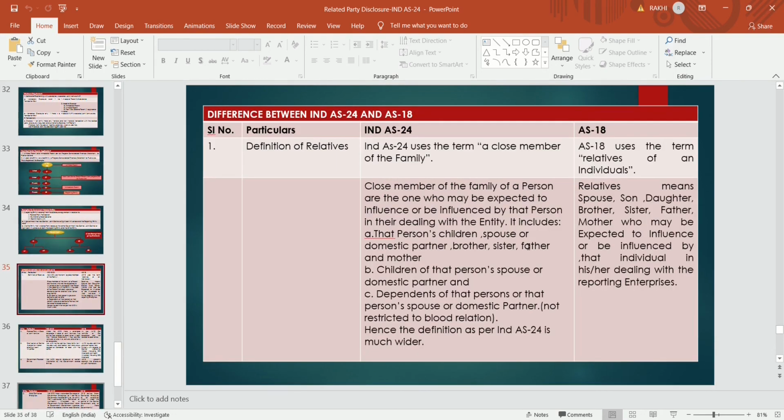Now comes the difference between Ind AS 24 and AS 18. There is some difference which we have discussed earlier, but we are going to discuss it again. The definition of relatives: what are the definitions of relatives as per Ind AS 24 and as per AS 18? AS 18 uses the term relative, and Ind AS 24 uses the term close family member of that person. And the definition is quite different.